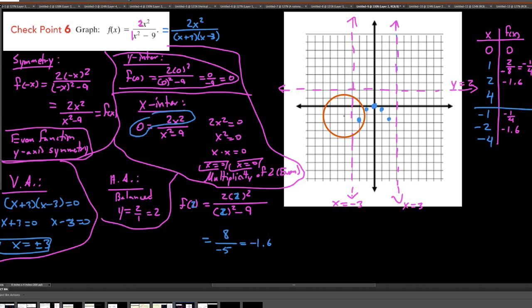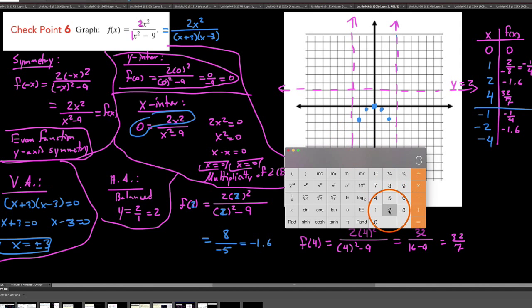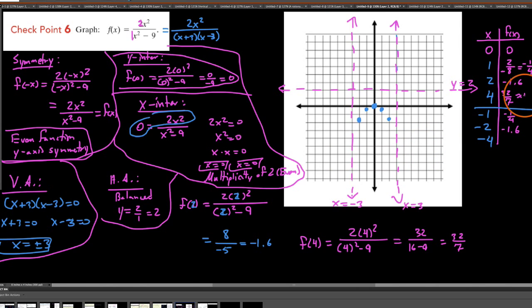Now on the outsides, if we plugged in 4, we would get f of 4. It's all scratch paperwork here. We'd say 4 squared all over 4 squared minus 9. We would get 2 times 16, which is 32, over 16 minus 9, so 32 over 7. I'd rather graph this with a decimal, so let's turn our calculator on. 32 divided by 7 is about 4.57.